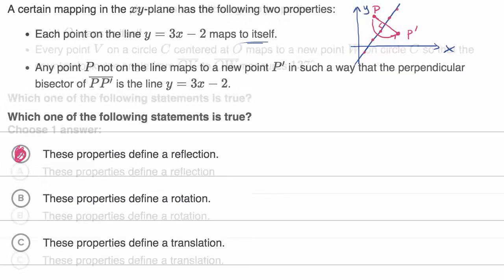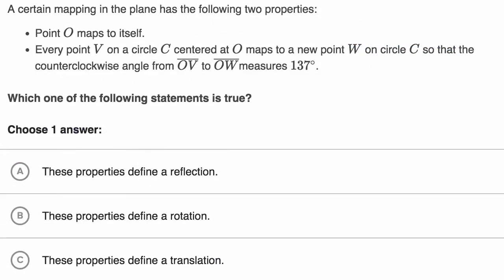Let's do another example. So here we are told, a certain mapping in the plane has the following two properties. Point O maps to itself. Every point V on a circle C centered at O maps to a new point W on circle C, so that the counterclockwise angle from segment OV to OW measures 137 degrees. So is this a reflection, rotation, or translation? Pause this video and try to figure it out on your own.